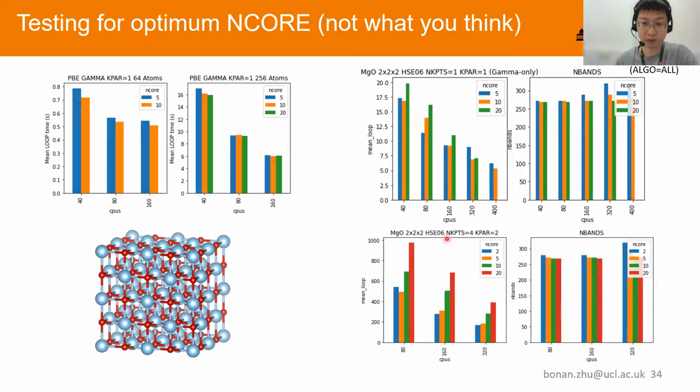HSE06 calculation involving 4 k-points. If I use a small number of CPUs, NCORE equals 5 is most optimal. But if I increase the number of CPUs, NCORE equals 2 is most optimal. And in any case, you should not try to use a large NCORE value. So this can be both system dependent and also material dependent. It depends on the level of theory that you use.